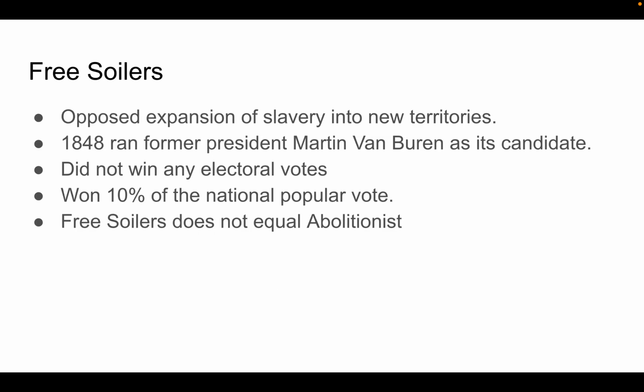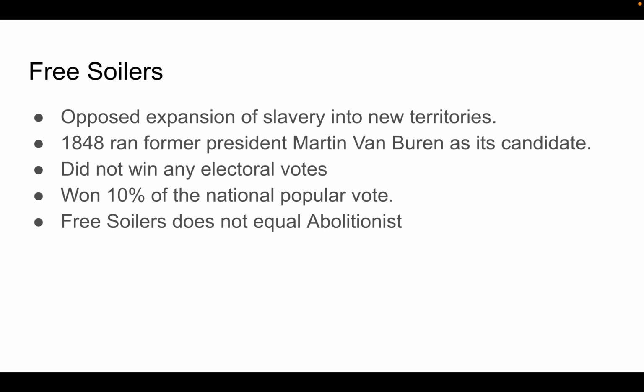Another party is a party known as the Free Soilers, and that name kind of hints at their opinion on slavery. They believe that the new soil, the expansion westward, should be free. So they oppose the expansion of slavery into new territories. A former president at the time, a man named Martin Van Buren, who was the 8th president of the United States, actually runs again in 1848 on this party. He doesn't win any electoral votes, but he does manage to win 10% of the popular vote. So a significant minority supported him.